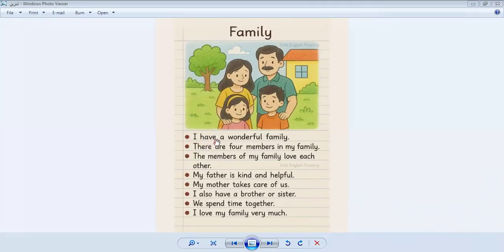I have a wonderful family. There are 4 members in my family. This is the spelling of 4 in letters, written like this. The members of my family love each other. My father is kind and helpful. My mother takes care of us. I also have a brother or sister. We spend time together. I love my family very much.